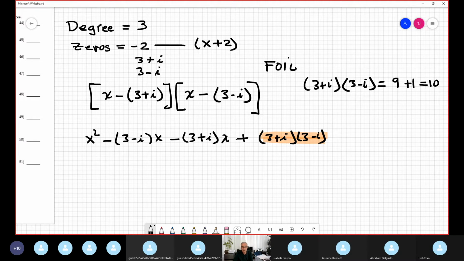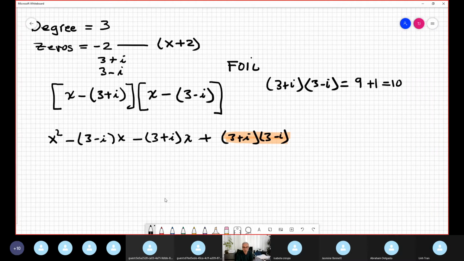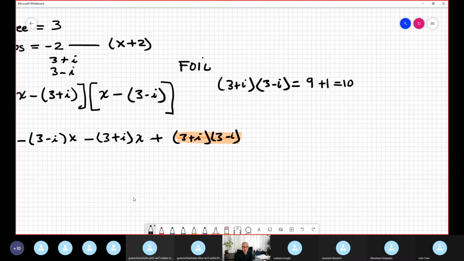The students that don't know this shortcut, no problem. You do it like a kindergarten student: you foil again. You multiply 3 times 3, which is 9, sorry. 3 times i is minus 3i. i times 3 is plus 3i. And this is negative i squared.